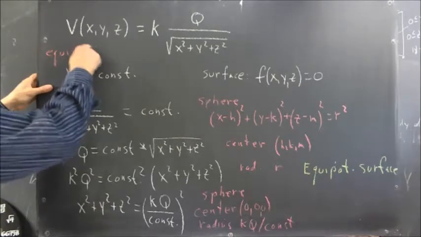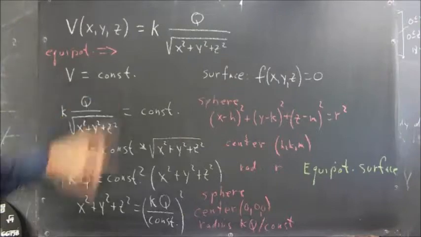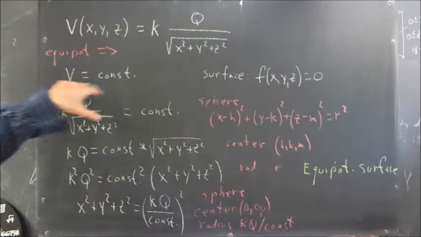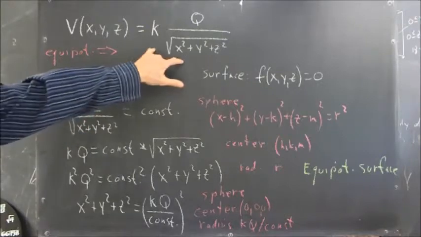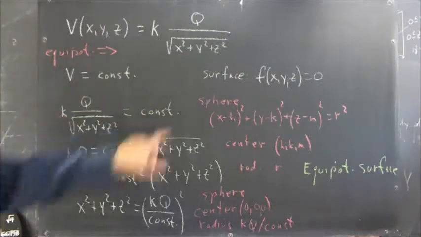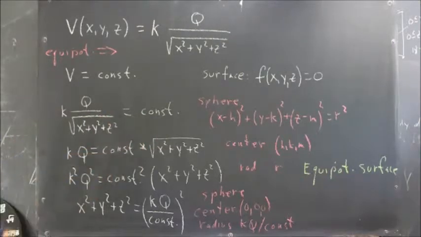Equipotential implies that the potential function is constant. So we could have written V of x, y, z equals constant, but that's implicit. So setting this potential function equal to a constant, we easily rearrange this equation.